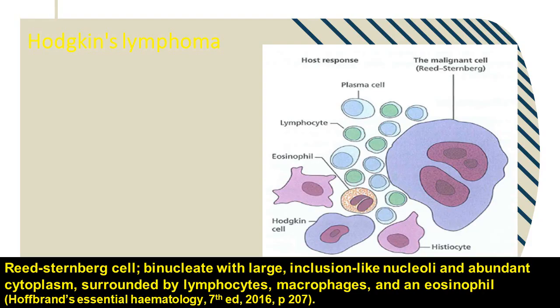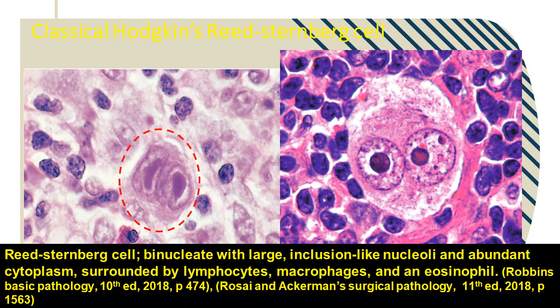This is a diagrammatic representation of the different cells seen histologically in Hodgkin's lymphoma. Note the Reed-Sternberg cell, which is binucleated with large inclusion-like nucleoli and abundant cytoplasm, surrounded by lymphocytes, plasma cells, macrophages, and eosinophil cells. This figure is for Hodgkin lymphoma.